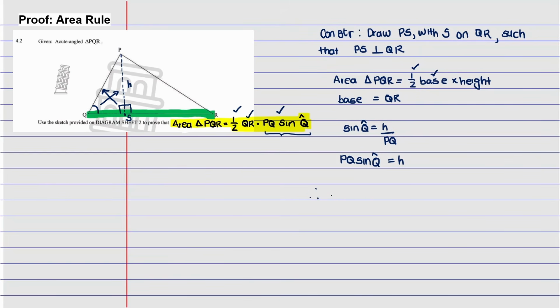So therefore, we can conclude that the area of triangle PQR is equal to half, and the base is what? Remember the fact that this is our base. Our base is QR multiplied by our height, which is PQ sine Q. Do you see the fact that it's exactly like what we want? So that's how you would prove the area rule.